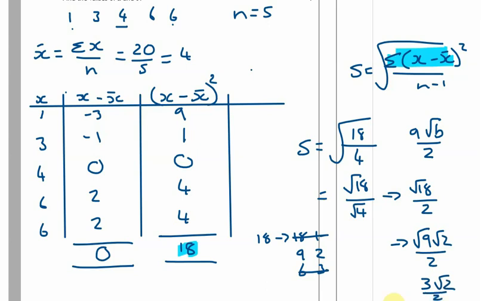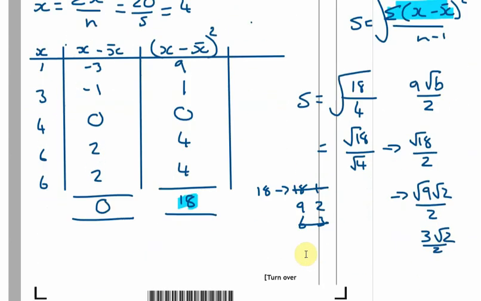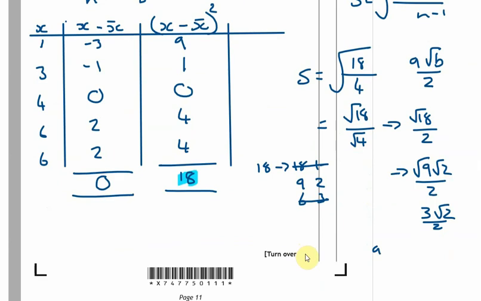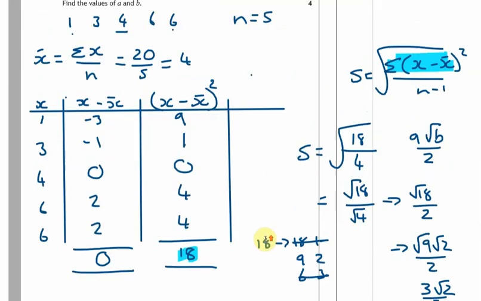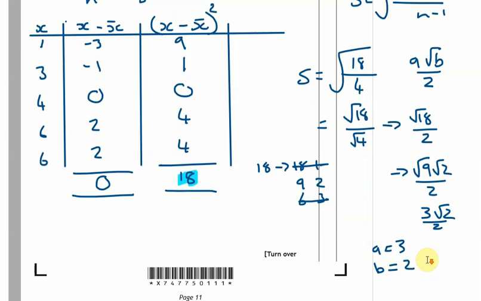And then just to finish off, I would probably write, so a is the first one, so a is equal to 3, and b is equal to 2. Not root 2, but 2, because it's already inside the root, isn't it? So overall, I'd say that's actually not that difficult a question.